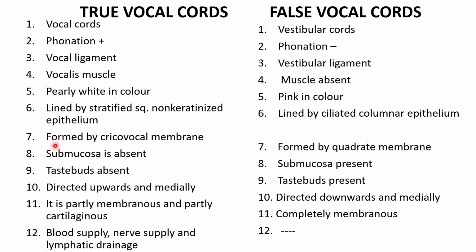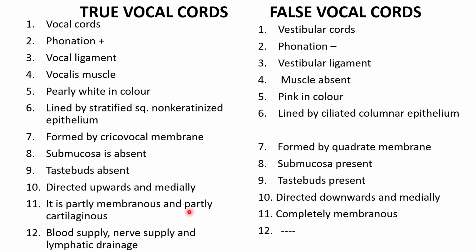The other important difference is the presence of the submucosa. Yes, the submucosal coat is absent in case of the true vocal cords, whereas it is present in case of the false vocal cord. The taste buds are absent in case of the true vocal cord. The vestibular fold has few taste buds on its epithelial surface. Next, the direction of the vocal fold. The vocal fold is directed upwards and medially, whereas the vestibular fold is directed downwards and medially.